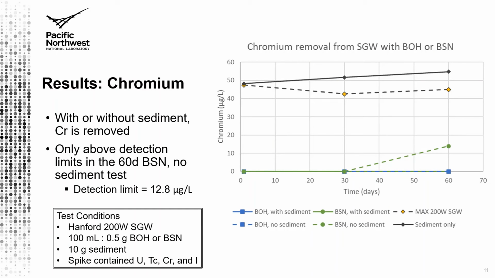For chromium, BOH and BSN remove chromium to below detection limits in all tests except for the final time point in the BSN test with no sediment. It is quite close to the detection limit though, which was 12.8 micrograms per liter. The detection limit represents removal of more than 72% of the initial chromium in solution. The efficient removal of chromium from solution, even in the presence of competing anions, indicates that it is likely removed through formation of inner sphere surface complexes between the chromium ions and reactive absorption sites on the bismuth materials.